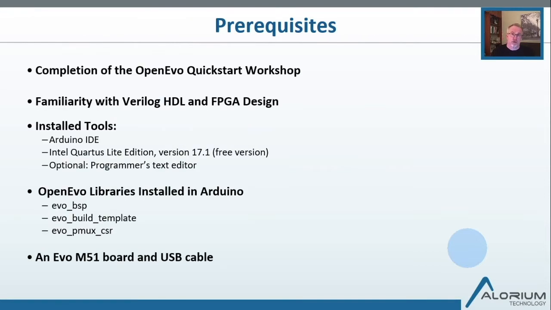So, prerequisites. First, we're going to assume that you've already completed our OpenEvo Quickstart workshop. That's the video that you should have watched before this one that walks you through the process of installing the Arduino IDE, the Intel Quartus tools, and running through a compilation process of the OpenEvo design, the base design, and getting it written to your FPGA. So that gives you a base functionality that we can work from.